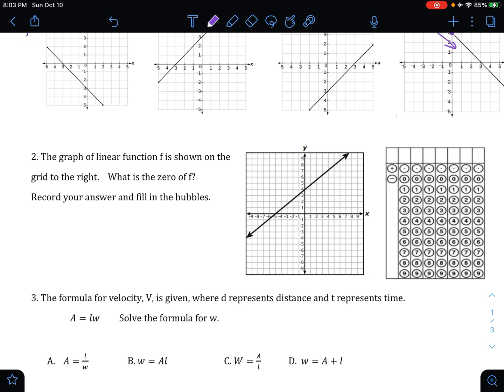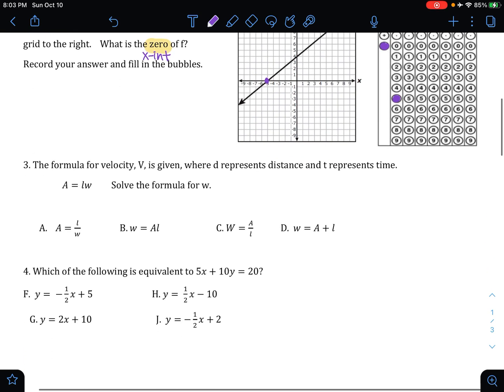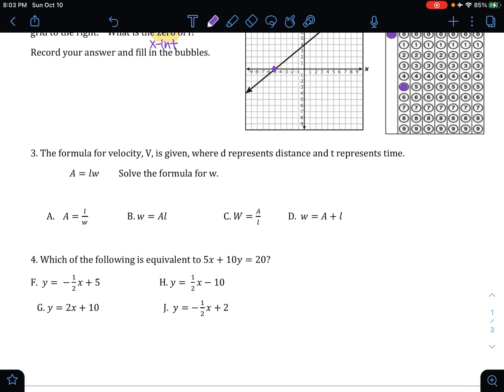Okay, next one. The graph of the linear function f is shown on the grid to the right. What is the 0 of f? Record your answer and fill in the bubbles. Well, again, remember 0 is the same thing as x-intercept. So my x-intercept looks to be at negative 5. So to fill it in the grid correctly, we bubble in the negative, then we write 5 right next to it, and that's it. We're done.